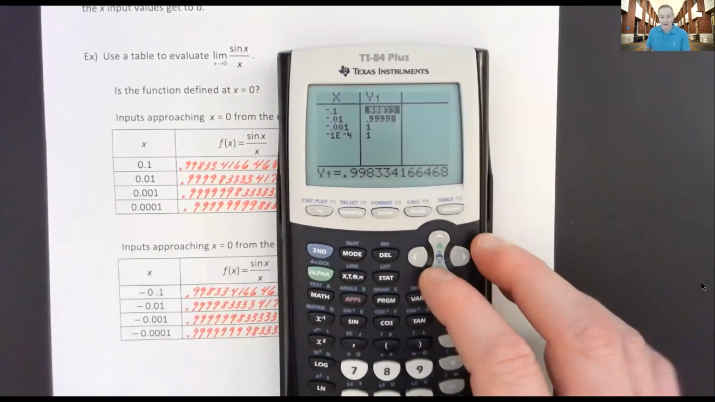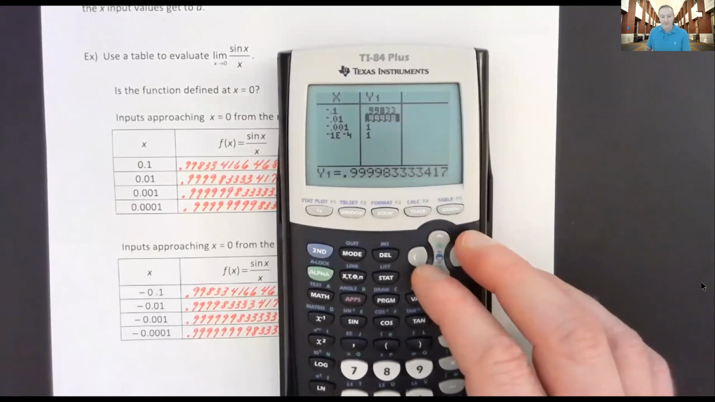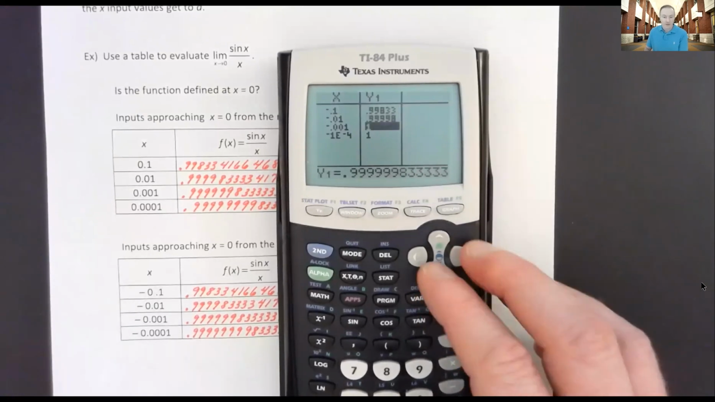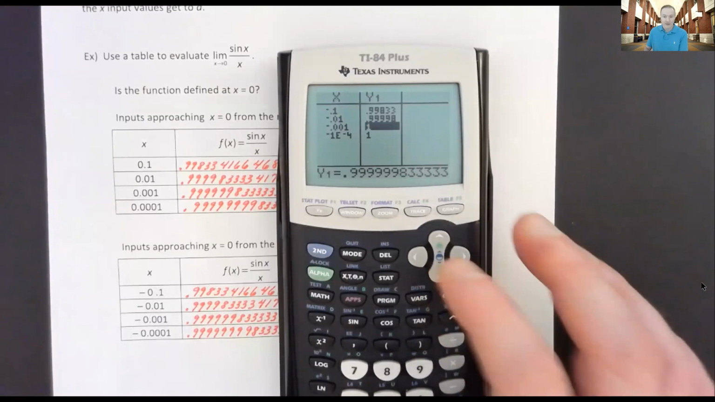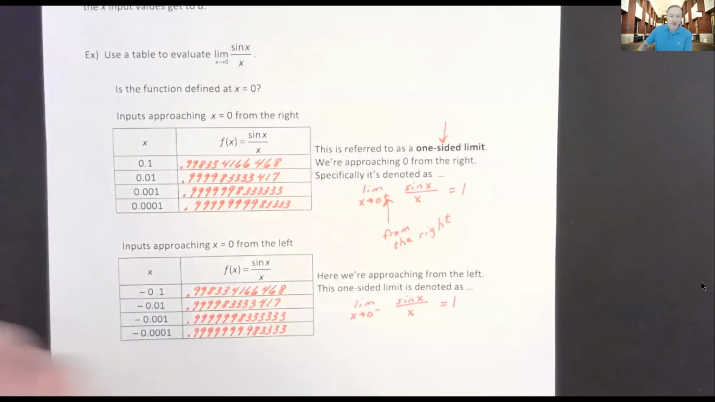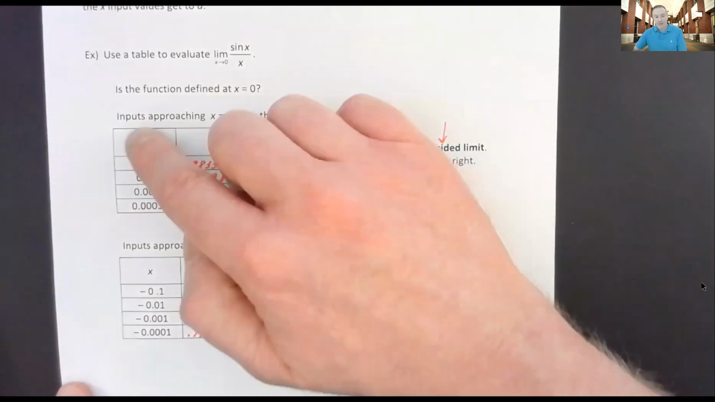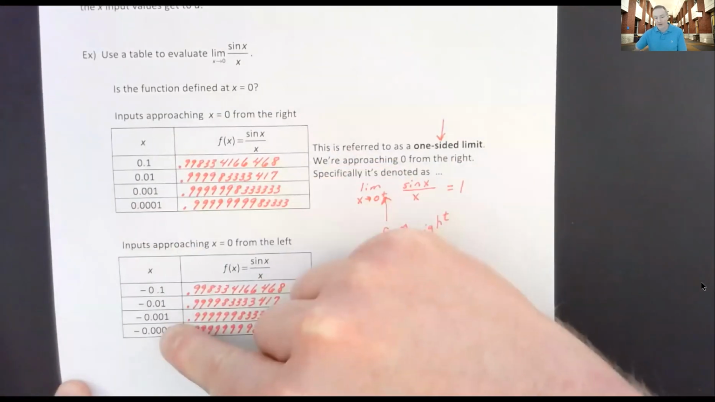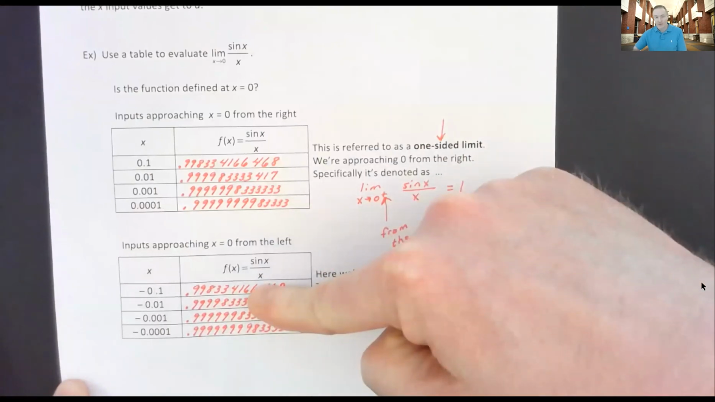You have the 0.99833, the 0.49833, the 0.69833, and the 0.89 is followed by an 833. So clearly, whether I approach 0 from the right or from the left, my limiting value is going to be 1.